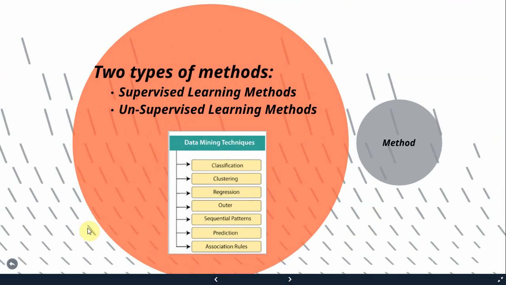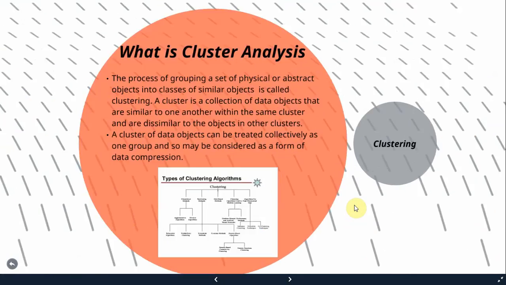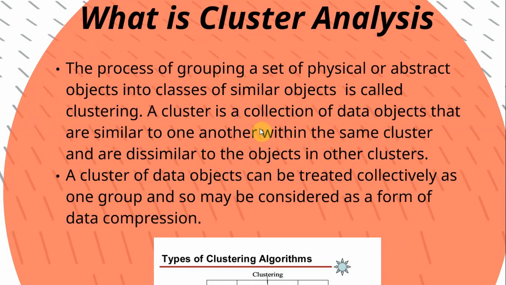Moving on to the first method out of these, which is clustering. So clustering, what is clustering? In short, today we are only discussing the definition of clustering or cluster analysis, and in later classes we will cover various clustering algorithms in detail. Cluster analysis is just a process of grouping things, physical objects or abstract objects, based upon the similarity between the objects.